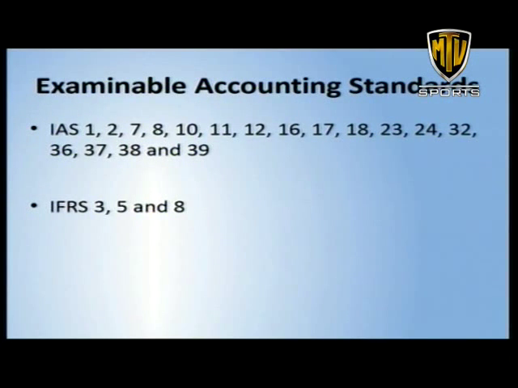16, property, plant and equipment. Then we have IAS 17, which is on leases. IAS 18, revenue recognition. 23, borrowing costs, a very short standard. 24, related party disclosures. 32, financial instruments. 36, impairment of assets. 37, provisions, contingent liabilities and contingent assets. 38, intangible assets. And finally 39, IAS 39, financial instruments, recognition and measurement.